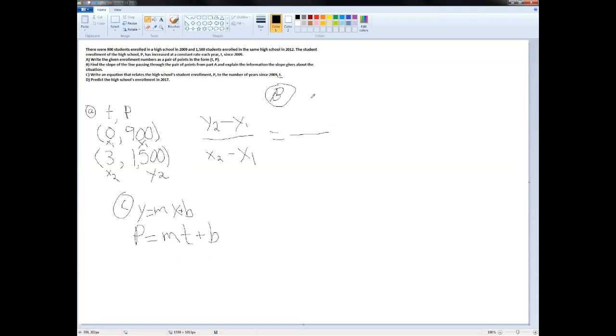You will have solved for the slope in part B. That's what's going to go here for your m. P stays as P. T stays as T. And then b, that's your y-intercept. I'll go ahead and give this to you because I may have confused you a few minutes ago. Since our first ordered pair has a 0 and a 900, that means when x is 0, y is 900. That is your y-intercept, 900.